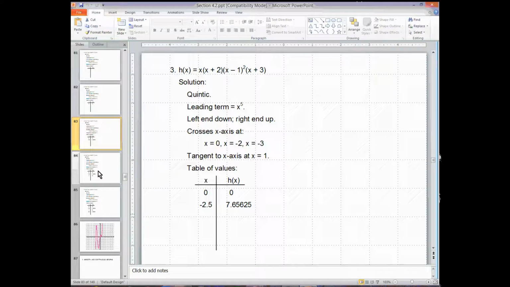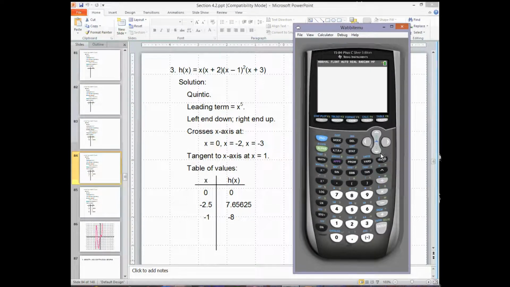Okay, and then if I go to the next one, halfway between 0 and negative 2 is negative 1. And again, we can verify that. VARS, Y-VARS, Enter, Enter, open, negative 1, close.